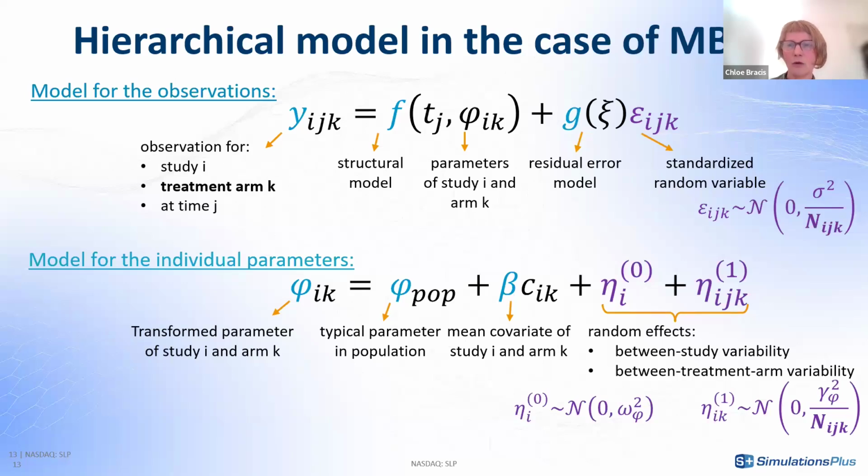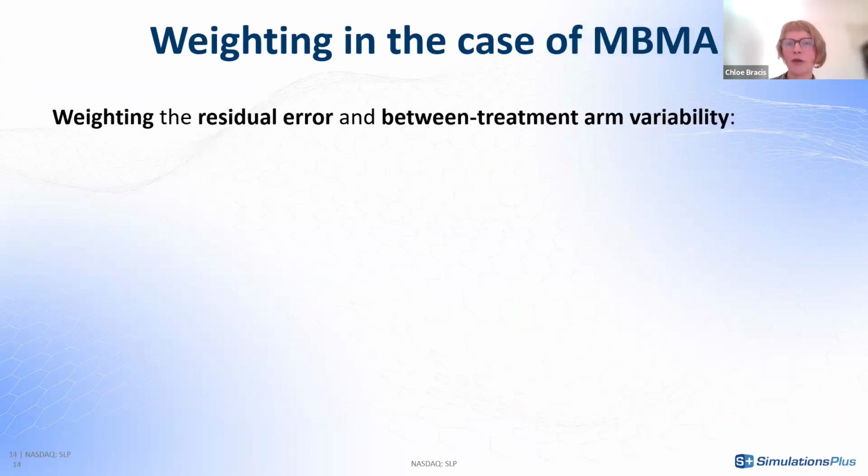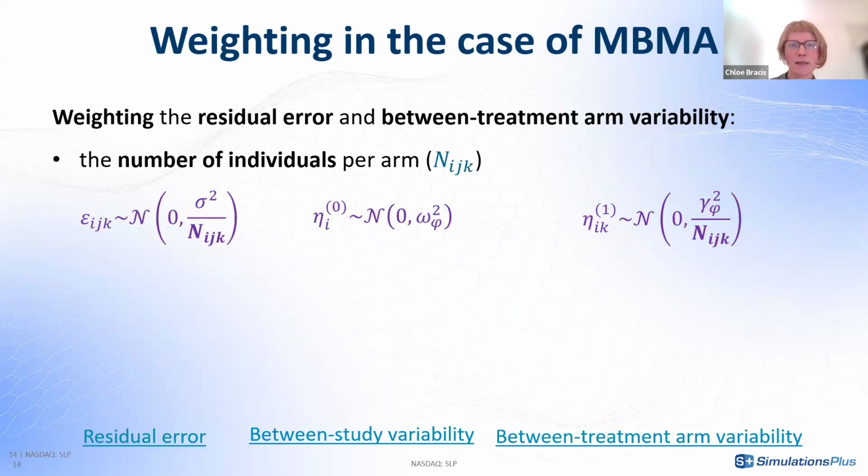So let's look in a bit more detail how we do this weighting in the case of MBMA. We want to weight both the residual error and the between treatment arm variability. And there are two different ways we can do this. We can weight by the number of individuals per arm. And so this is per study, per arm, and also it can be per time point because we could have dropouts. So we could have the number of individuals per arm changing through time.